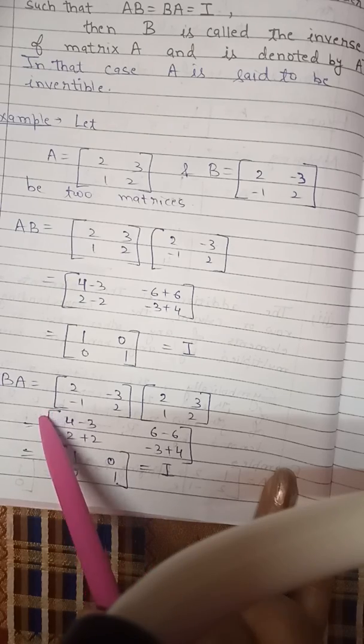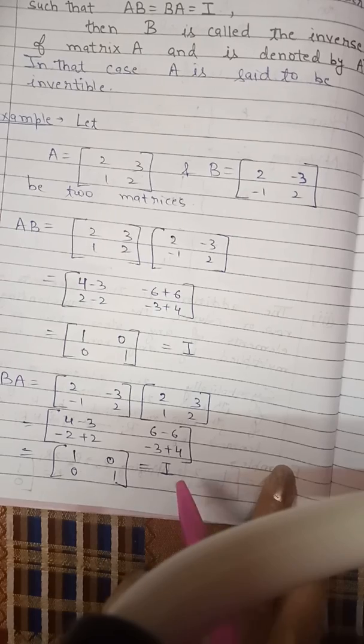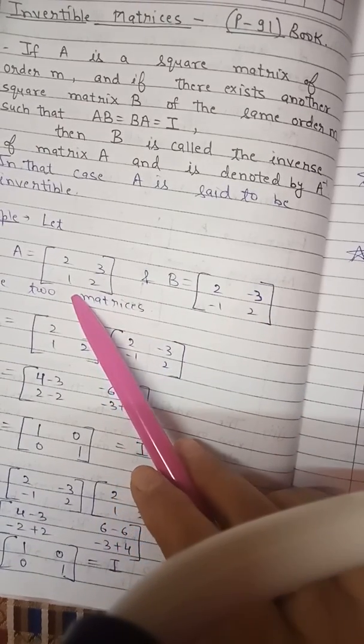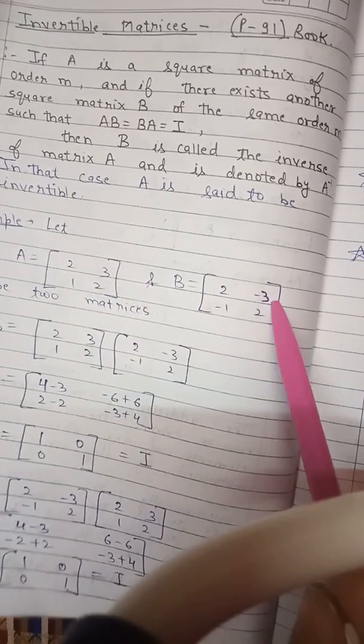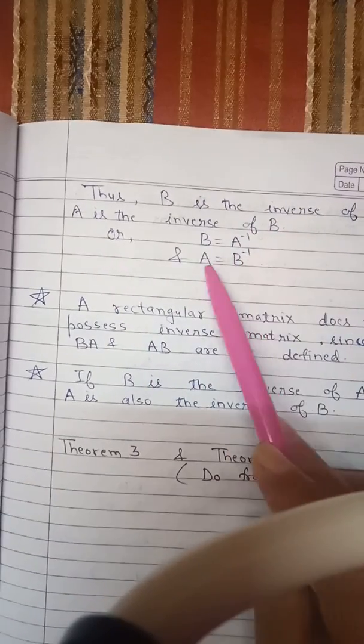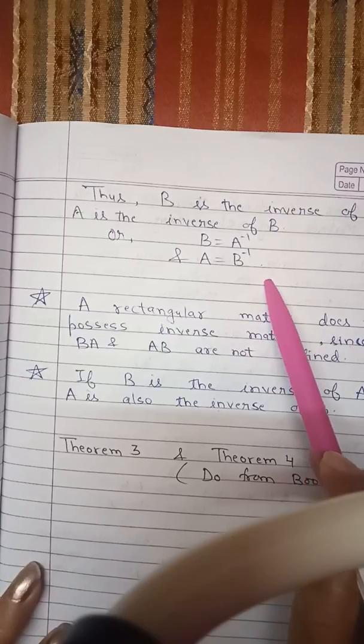So this means that AB = BA = I, or I can say that B is the inverse of A and A is the inverse of B. And we can write it like this: B is equal to A inverse and A is equal to B inverse.